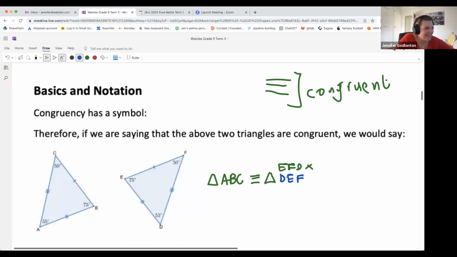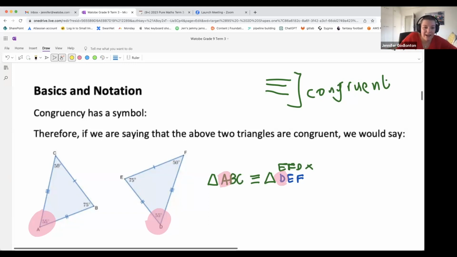I agree that it should be DEF, but my reason is different to yours. It's not because it is alphabetical. It's because we're trying to match them with the same angles. So if we have a look here, let's get some highlighters going. Angle A is 55 degrees and angle D is 55 degrees. So if A is first, then D needs to be first. So the same angles need to be in the same position.